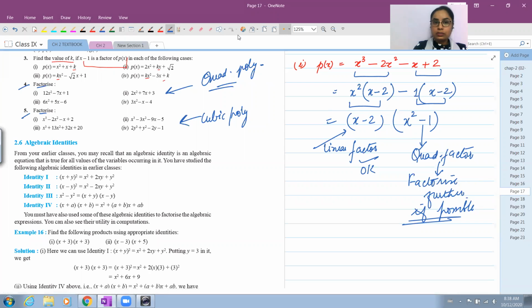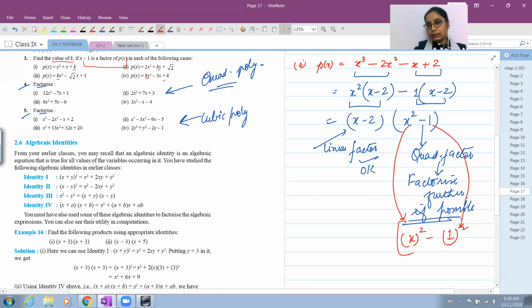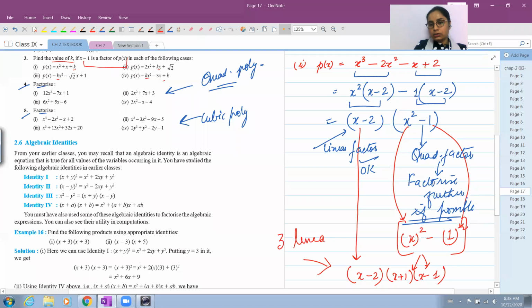And right now, this particular quadratic polynomial resembles your identity a square minus b square. And this can be split up into two factors, sum of the terms and difference of the terms. And the first factor is as such along with them. So these are the 3 linear factors of the given cubic polynomial.